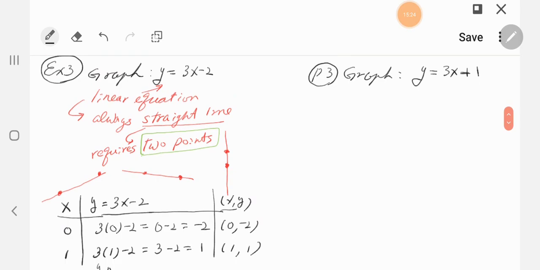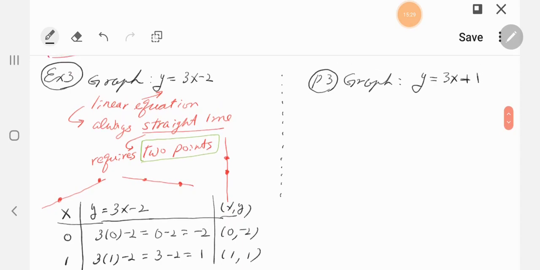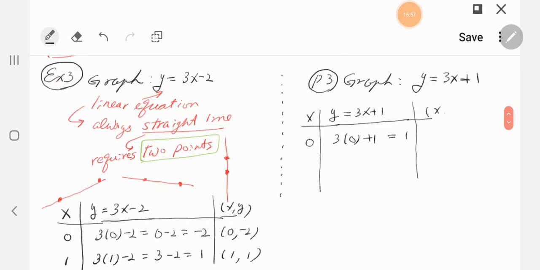Okay, let's try another one. Here is problem number 3. Let's write a table of x and y. If x equals 0, then what's the y value? The equation is y equals 3x plus 1. So 3 times 0 plus 1 is equal to 1, right? So the ordered pair (x, y) is x equals 0, y equals 1.